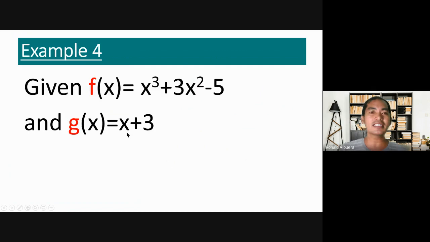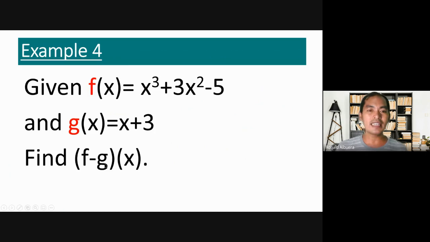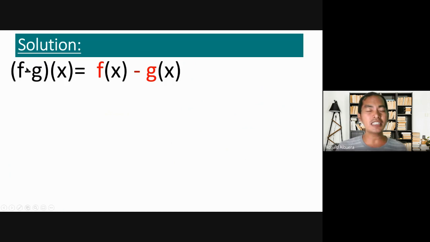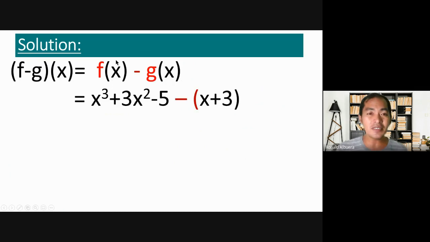Another example, suppose the given f of x equals x cubed plus 3x squared minus 5 and g of x equals x plus 3. Find f minus g of x. Our solution is to write first the definition of the difference of two functions, f of x minus g of x, and then substitute. Our f is x cubed plus 3x squared minus 5, and our g is x plus 3.